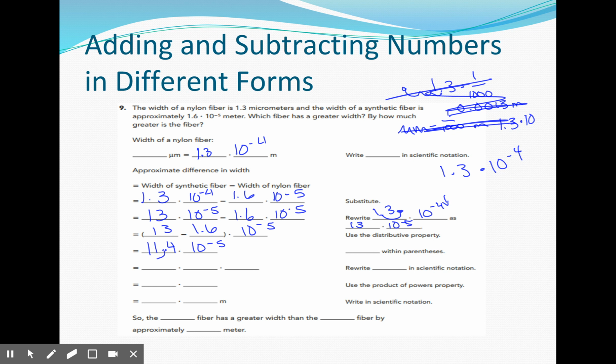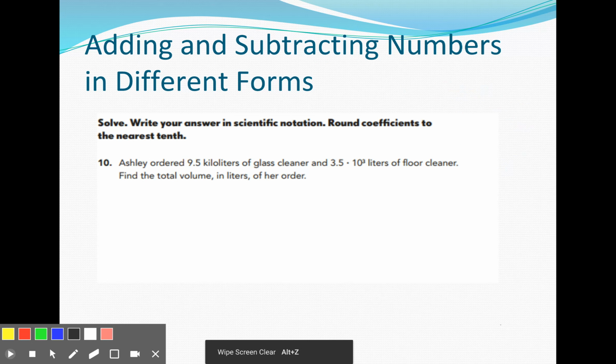I got to move my decimal over 1 to get it back in scientific notation. 1.14 times 10 to the first times 10 to the negative fifth. 1.14 times 10 to the first minus the fifth would be 1.14 times 10 to the negative fourth power. Again, sorry for that confusion, but I just wanted to show you the steps there.